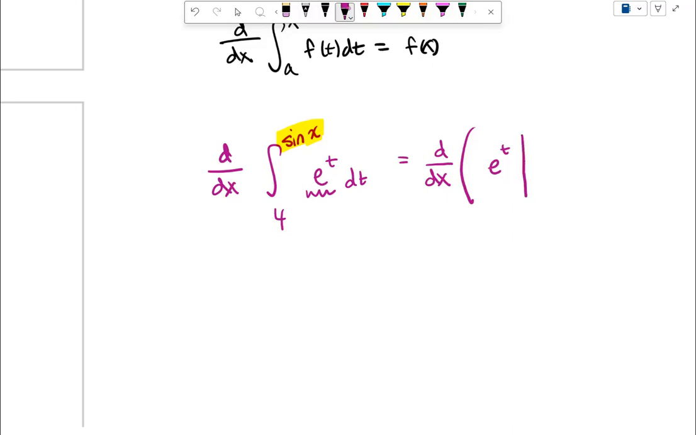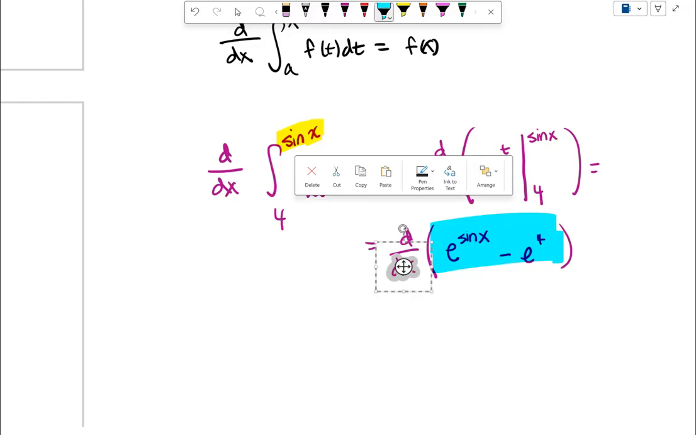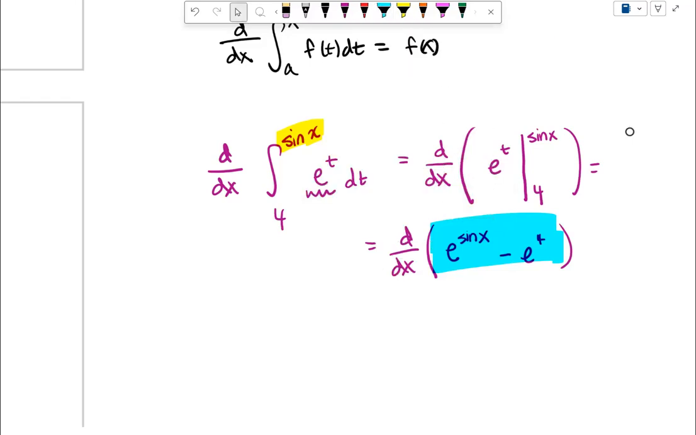And then we would plug in our limits, right? So my lower limit's 4, my upper limit is the sine of x. And so again, my d dx operator is coming along for the ride here. When I plug in my upper limit, I get e to the sine of x, and then minus my lower limit, e to the 4th. Okay, so we've done the integral part of this. So we said this expression is equal to this expression.